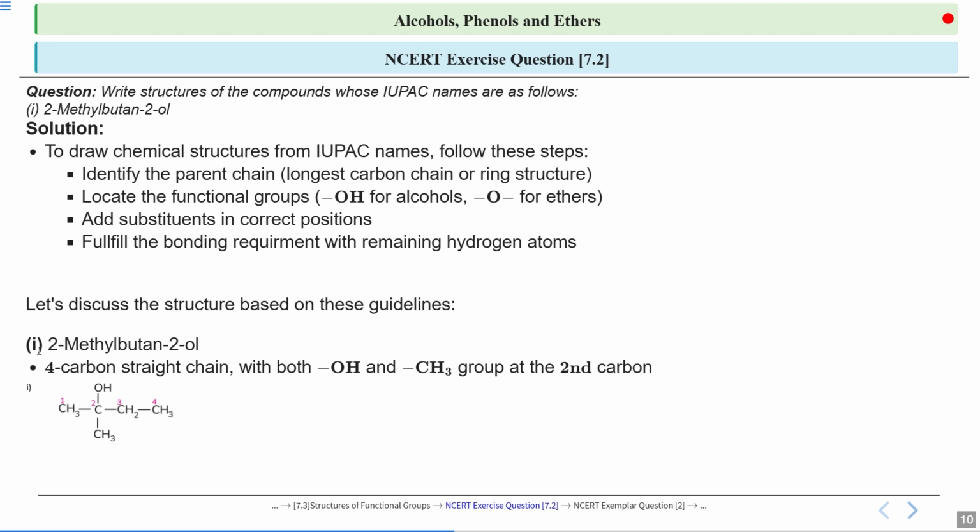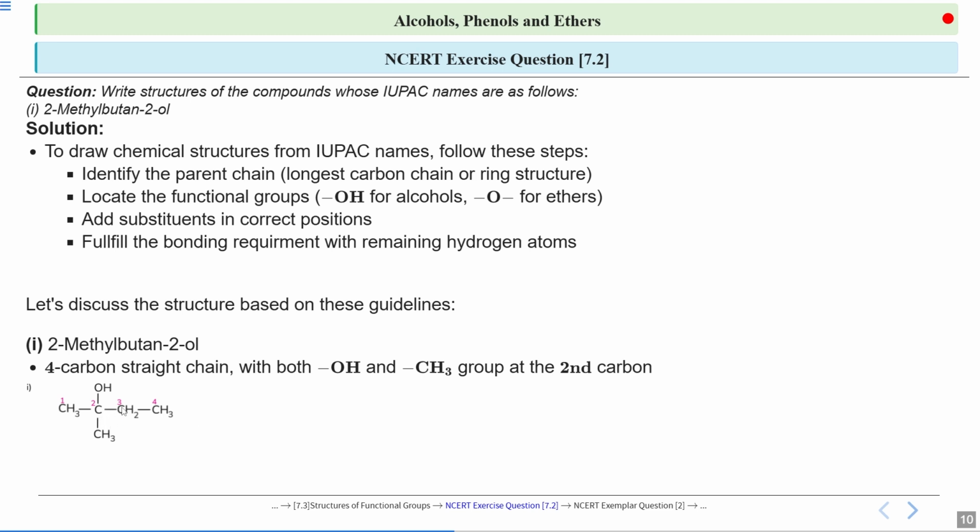For our first compound, 2-methyl-butane 2-ol, the 4-carbon straight chain with both hydroxyl and methyl group at the second carbon. By this name, you can say that at the second carbon, two substituents are present. First, the methyl group, and secondly, the alcohol group, that is OH. So the word root is but. But is used for the 4-carbon chain. So we draw a 4-carbon parent chain.